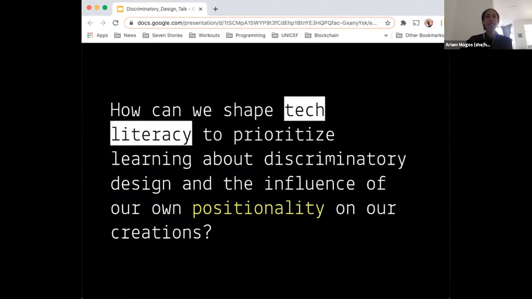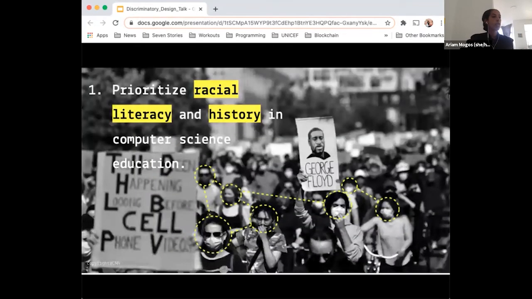So one thing we've been thinking about through this work at the D-School is how can we shape technology literacy or STEM literacy to really prioritize learning about discriminatory design and the influence of our own positionality on our creations? How can we help students develop these skills? So we've come up with a couple of strategies or tenets to start this work.